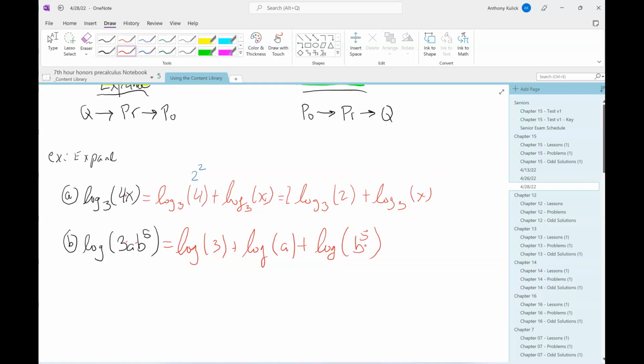Okay. We created new logs, so we start back over at the beginning. So looking at log 3, log a, and log b to the 5th. First check for quotients. Any of those? Then we check for products. Any of those? Okay, last we check for powers. Do you see any of those? How many? 1. In which log is that occurring? The last one, the third one, b to the 5th. Very good. So that's going to just rewrite that one as 5 log of b.